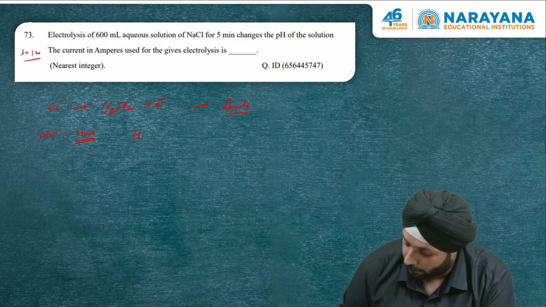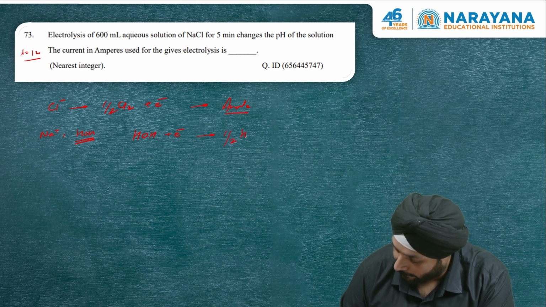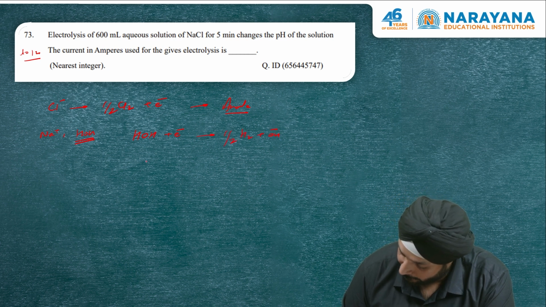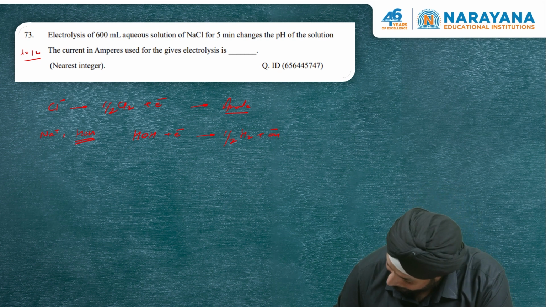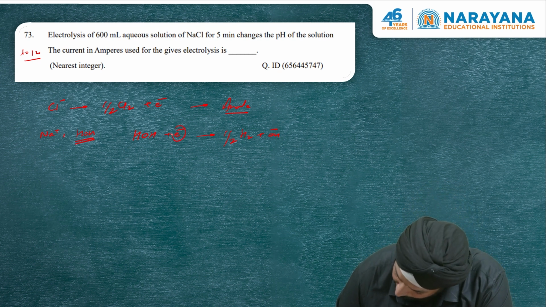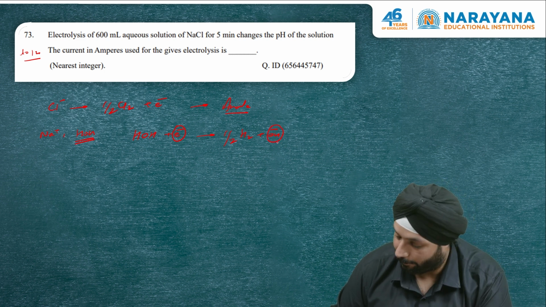So if you reduce water, H plus will gain an electron and become hydrogen gas plus OH minus. Getting a point? OH minus. Now understand one thing, for 1 Faraday you are having 1 mole of OH minus. Understand this particular thing. Okay?